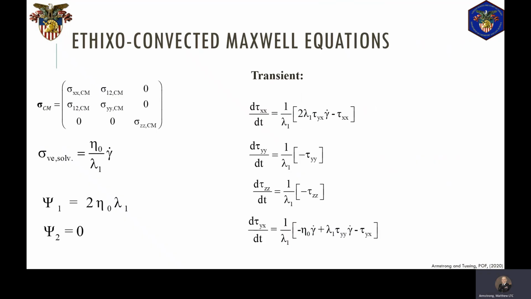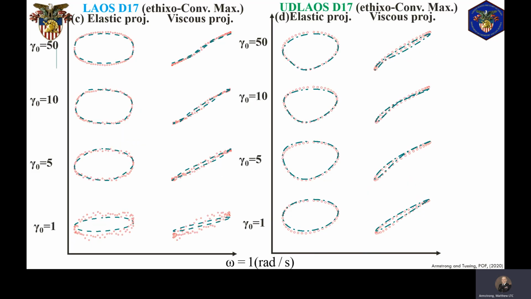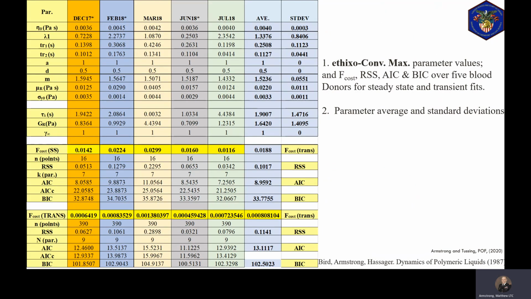Okay, the elastic model that we chose to incorporate was the enhanced thixotropic convected Maxwell. The equations are here, and again, they're in the Bird and Hassager text. On the left-hand side are the fits, on the right-hand side are the small amplitude oscillatory shear predictions. Here's the LAOS and UD-LAOS predictions. Again, the average parameter values, cost function of steady state and transient.